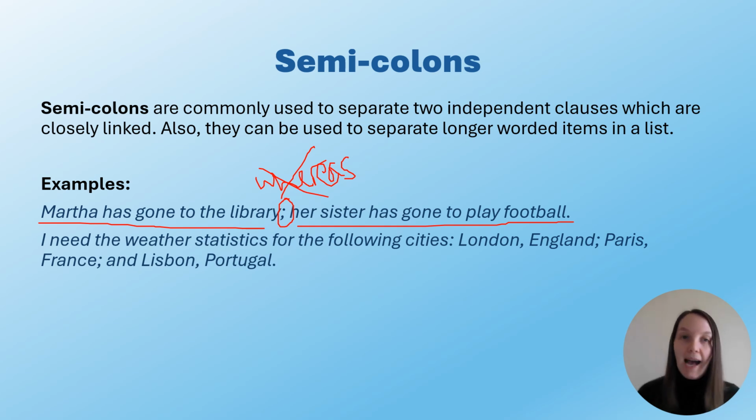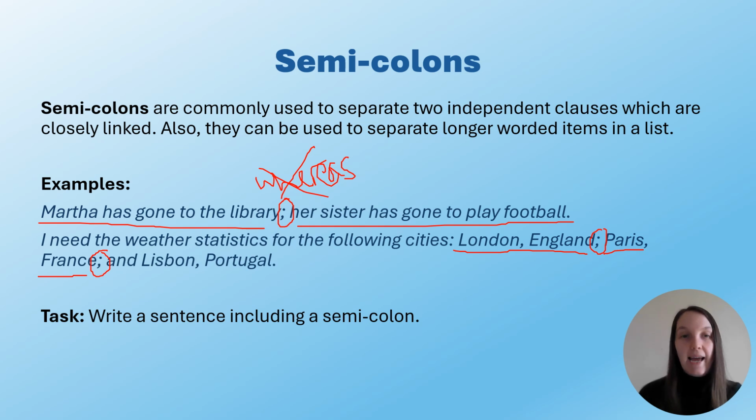Okay, so the next one we've got: I need the weather statistics for the following cities: London, England; Paris, France; and Lisbon, Portugal. So notice here we've got the colon as well. Okay, that's made an appearance because we've got a list that's happening after. But we've got semicolons here. Okay, and these semicolons are kind of acting like commas. But we use semicolons more when a list is a little bit more detailed, okay, or longer phrases here. So that's why we've got the semicolons here. So again, get these two examples down.